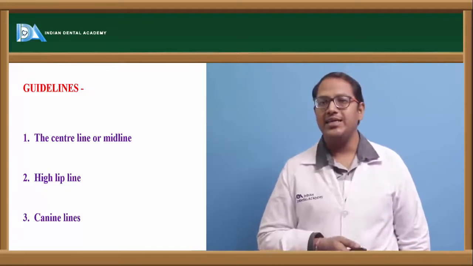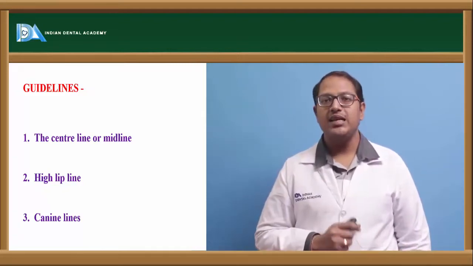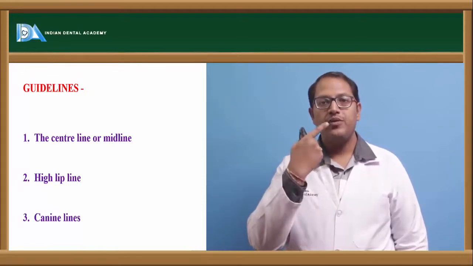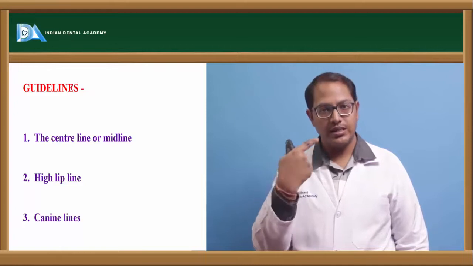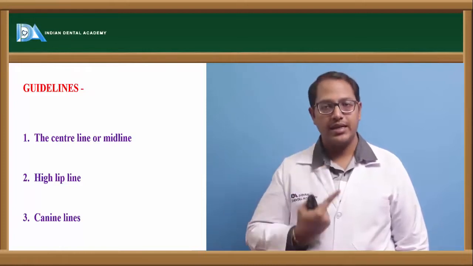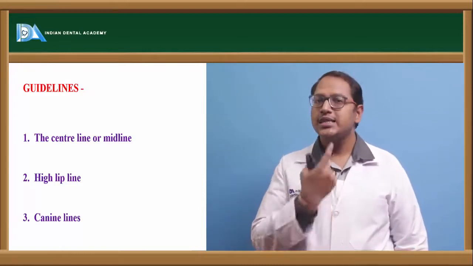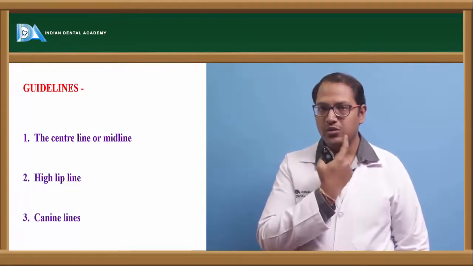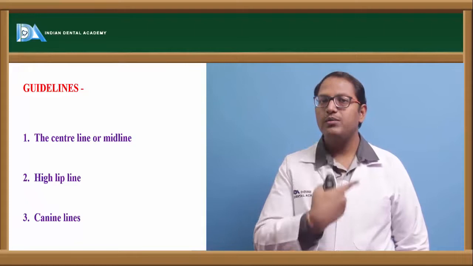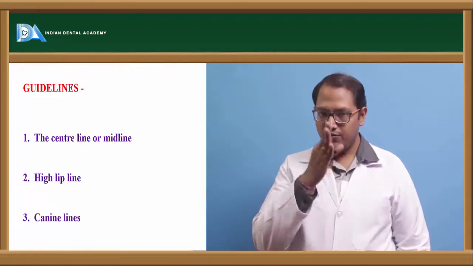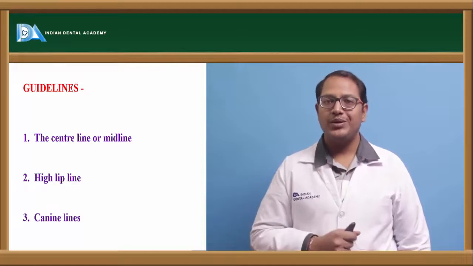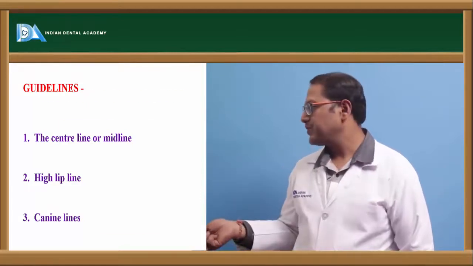Coming to the canine lines. How will you mark the canine lines? The canine lines are marked when you ask the patient to be normal, and from the corner of the mouth you put your instrument inside and wherever it is marking, mark that line. That will be your canine line. Same you do with the other side, the end of the rhino oris, that is this corner of the mouth. So you put your instrument from the corner of the mouth and then you mark a line on the maxilla and on the mandible. That line will be called the canine lines.